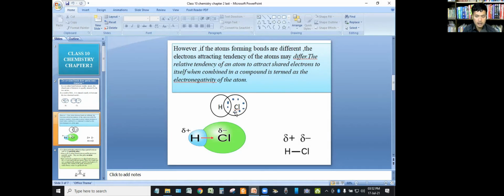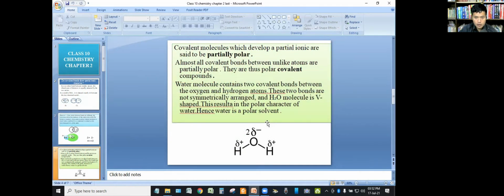It is partially ionic. We know that ionic is formed between atoms having different charges, that is negative and positive. And this is denoted by delta positive and delta negative. So when we write it like this, H-Cl. Covalent molecules which develop a partial ionic character are said to be partially polar.